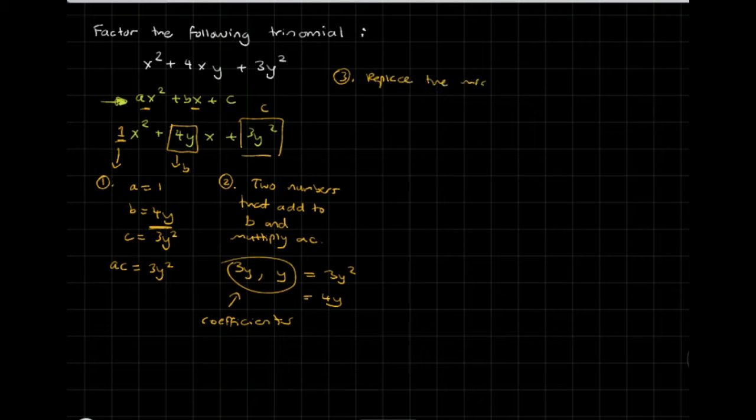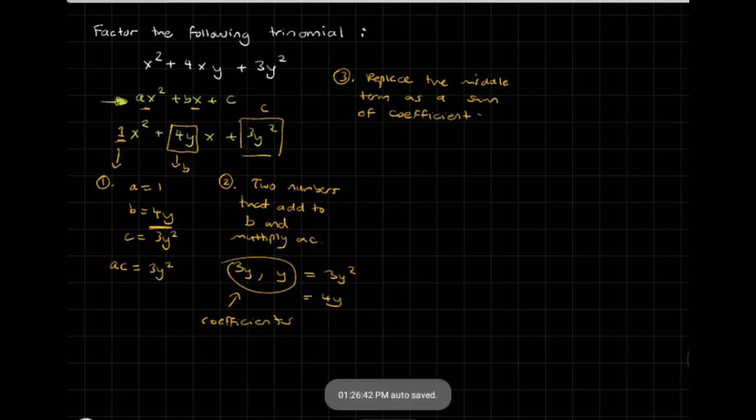as a sum of coefficients. So we replace the middle term as a sum of the coefficients that we found, and in this case we're going to replace the middle term, which is 4yx or 4xy. Remember that these are coefficients, right? So this is 3y and y. We're going to write this as 3yx plus yx. Okay, so because these are coefficients, we still have to add the variable in, so that's why I'm adding the x in, right?